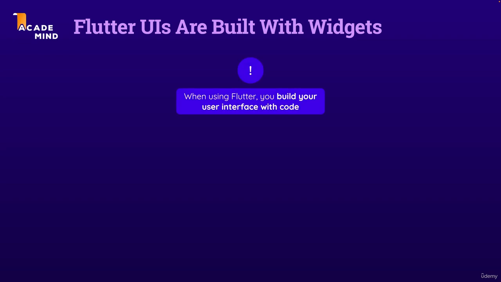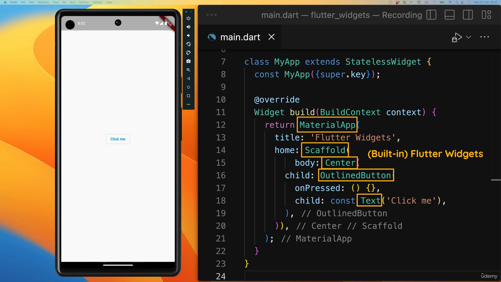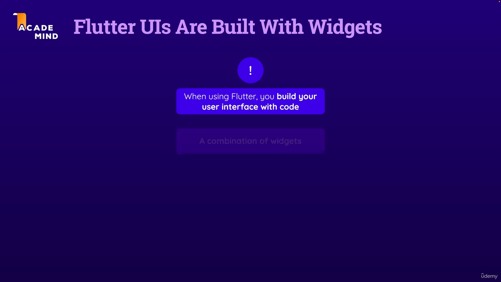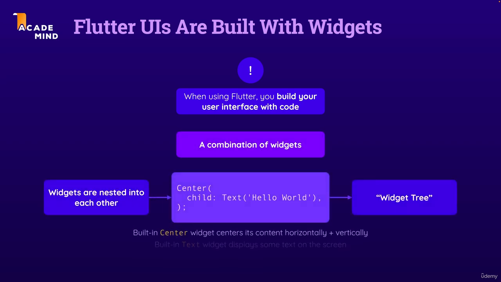When building a Flutter app, you don't use some visual drag and drop editor. Instead, you build your user interface in code by using so-called widgets. You typically combine many widgets with each other. You nest those widgets into each other, as you will see over the next lectures, to build a user interface.